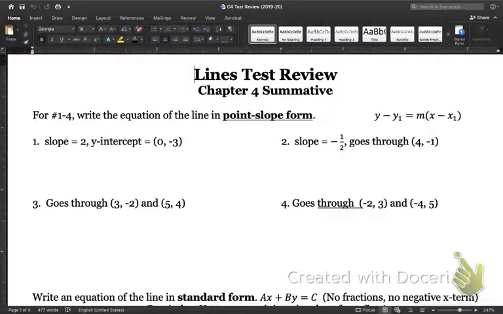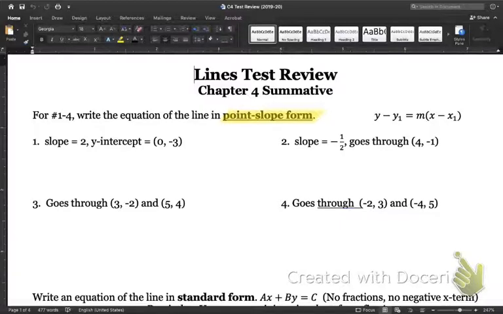Hi guys, this is the first 4 problems for the lines test review, aka the chapter 4 summative. So this video will be numbers 1 through 4, which is focusing on writing the equation of a line in point slope form. So that equation is given to you on the right hand side.